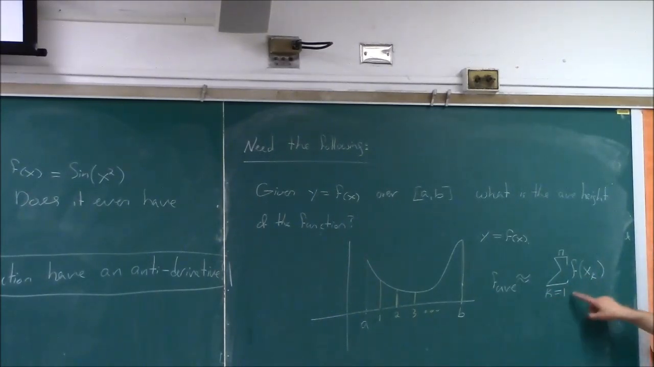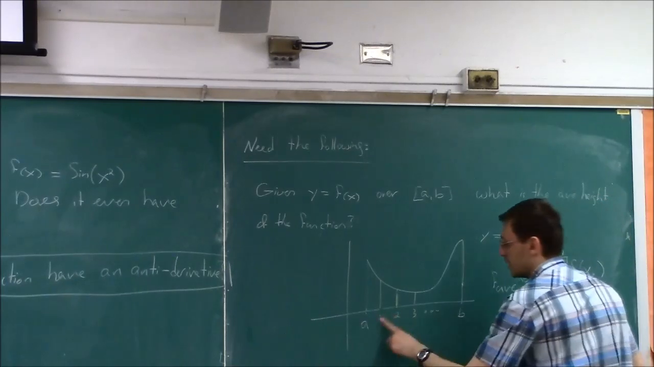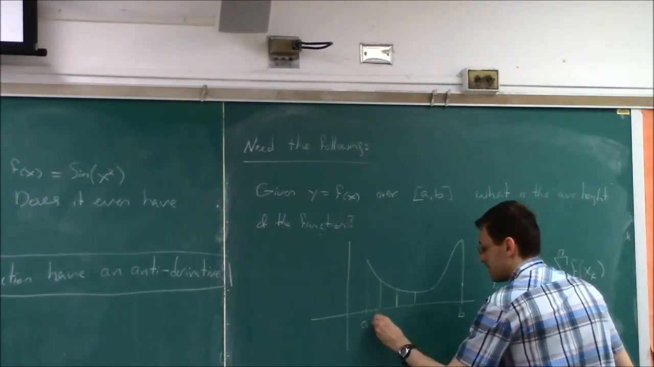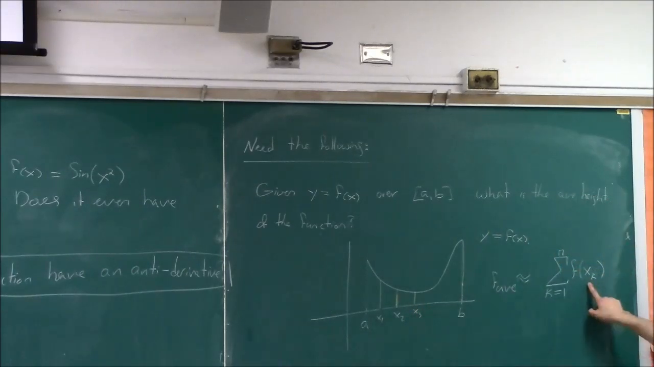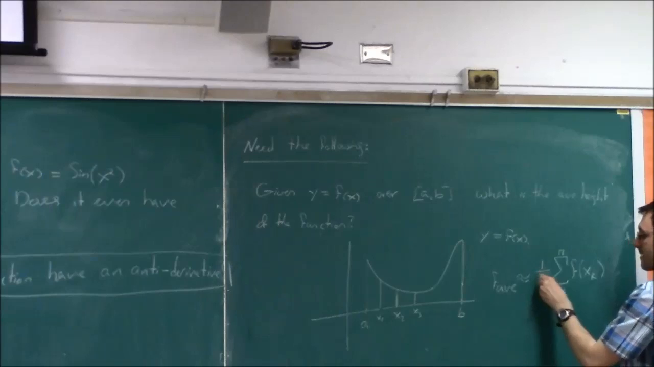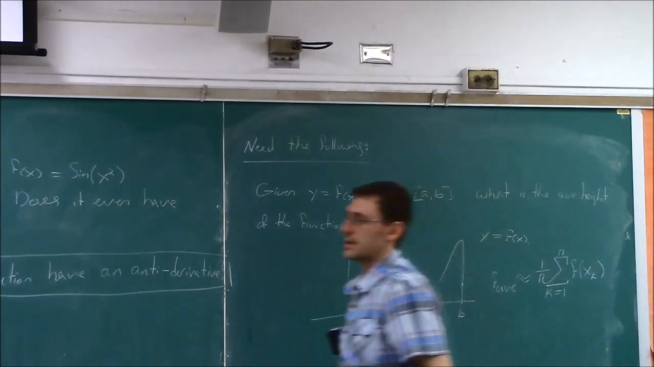I have taken how many samples? N samples. The first sample was taken at the point x1, then x2, x3. So I took samples at points xk, and I multiply by 1 over n, because I want to sum these heights and divide by the total number of elements in my sample size.